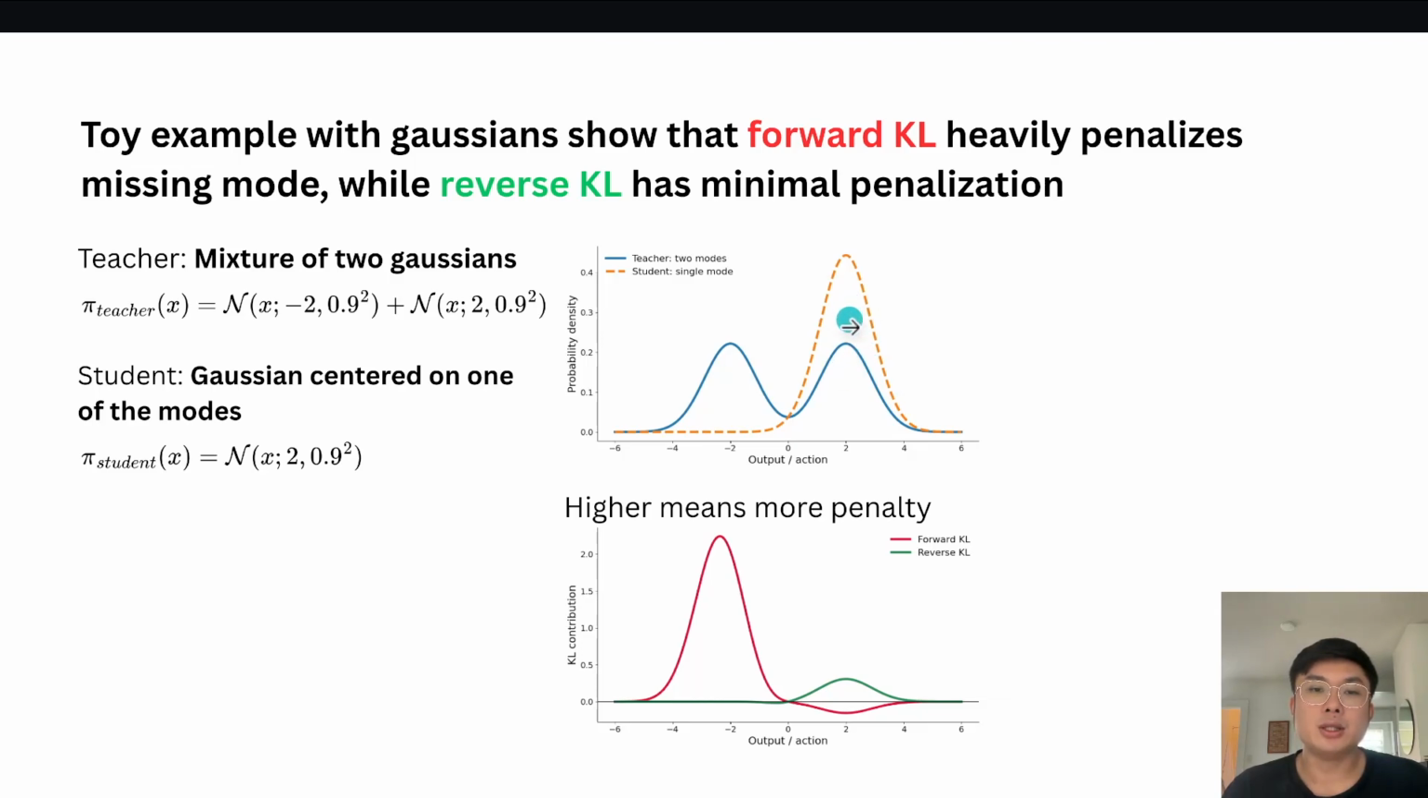However, there's a mismatch between the student and the teacher probability densities at this mode. That's why it has a higher KL penalty term here. Based on all this, we see how the forward KL term actually tries to force the student to cover the different modes, while the reverse KL is more mode seeking and is forgiving when the student misses certain modes of the teacher. So that's a full explanation of why reverse KL is mode seeking and why forward KL is more mode covering.